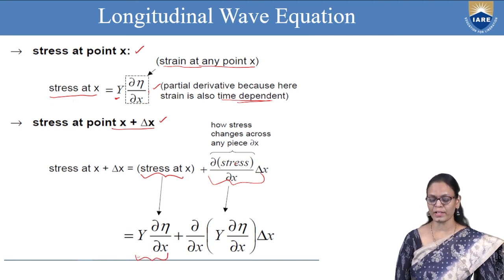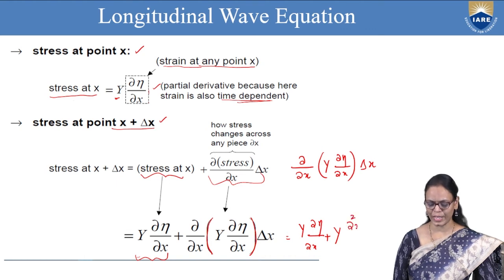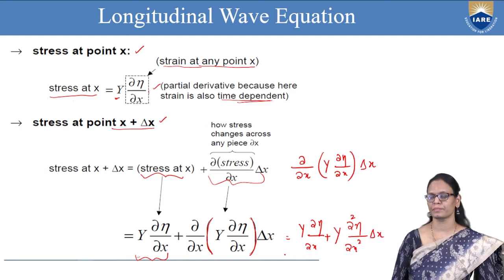And what is ∂/∂x of a stress? This will be given by ∂/∂x of Y into ∂η/∂x into delta x, which is anyway there. So we are going to substitute the same thing. For stress we are substituting Y ∂η/∂x into delta x. If you write this, what will you get? Y into ∂η/∂x plus Y ∂/∂x of ∂η/∂x, we get ∂²η/∂x² into delta x. This is what we get.